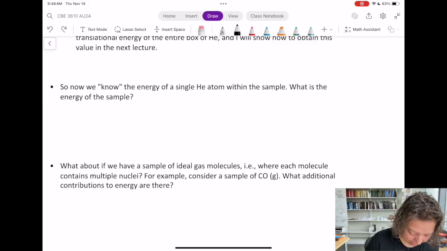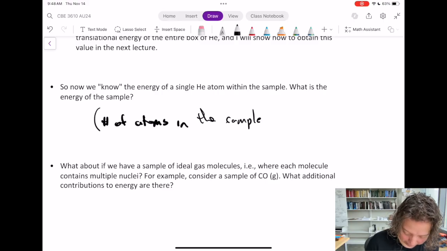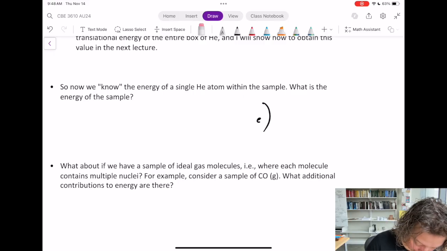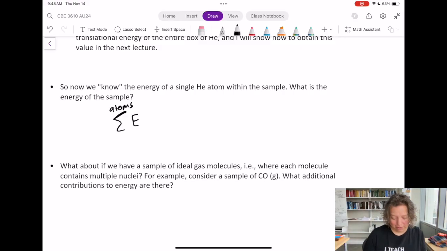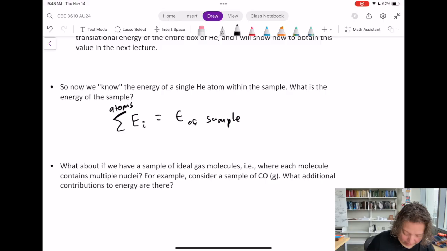That's going to be, if I take the number of atoms in the sample times their energies, and in fact, let me write that differently. If I take the sum over atoms and I sum up their energies, I'll get the total energy. This is something I'm going to address in the next lecture.